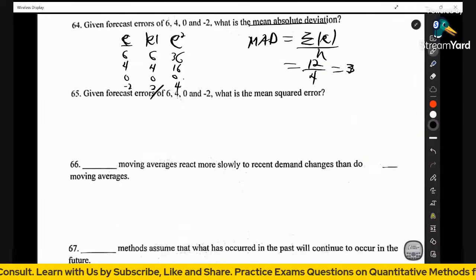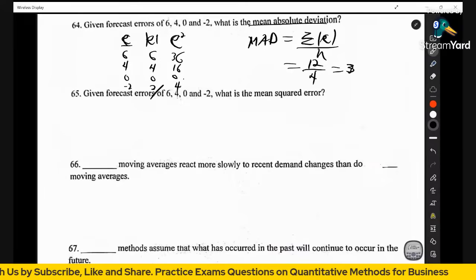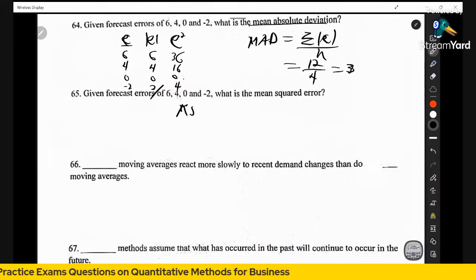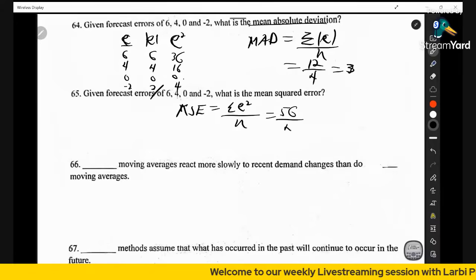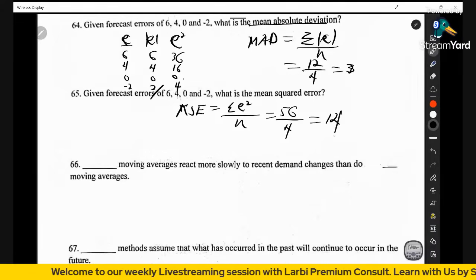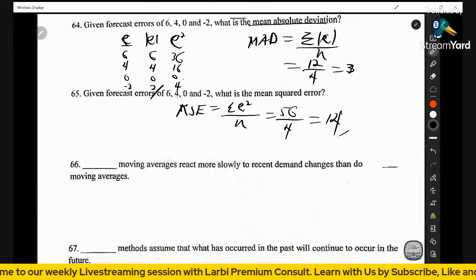So that means that here our mean square error is going to give us the summation of the square error divided by N. So we get 56 divided by 4, and we are getting what? In my case, I had mean square error to be 14. And you are done. Very simple. So you must have the formulas at heart.